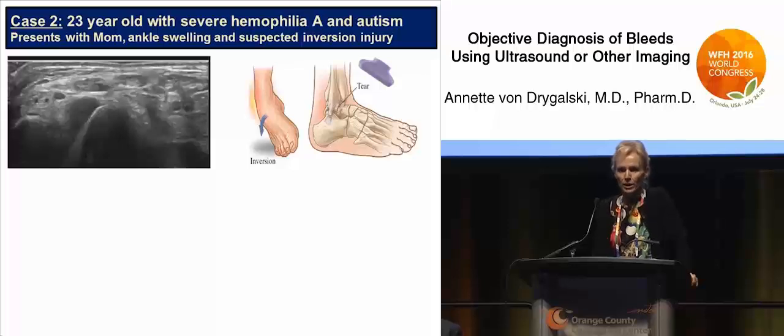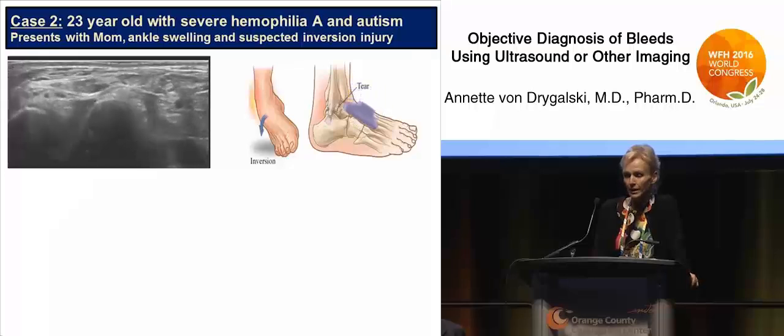Case 2 is a 23-year-old younger man with severe hemophilia A, and he's also autistic. So he presents with his mom and ankle swelling, and the little I could glean from the interview, possibly suspected inversion injury, an ankle sprain.